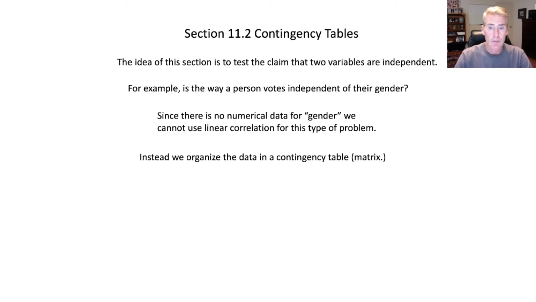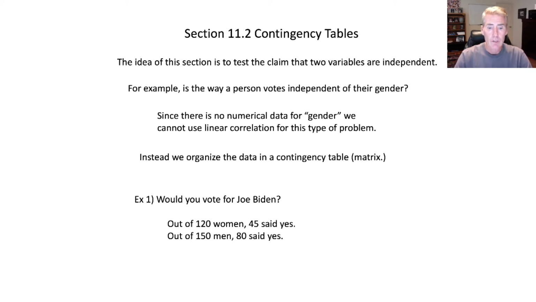So there's no numbers. So what we're going to do is organize the information in a matrix. In statistics, they call it a contingency table. Is one variable contingent upon another? So, for example, would you vote for Joe Biden? Out of 120 women, 45 said yes. Out of 150 men, 80 said yes.